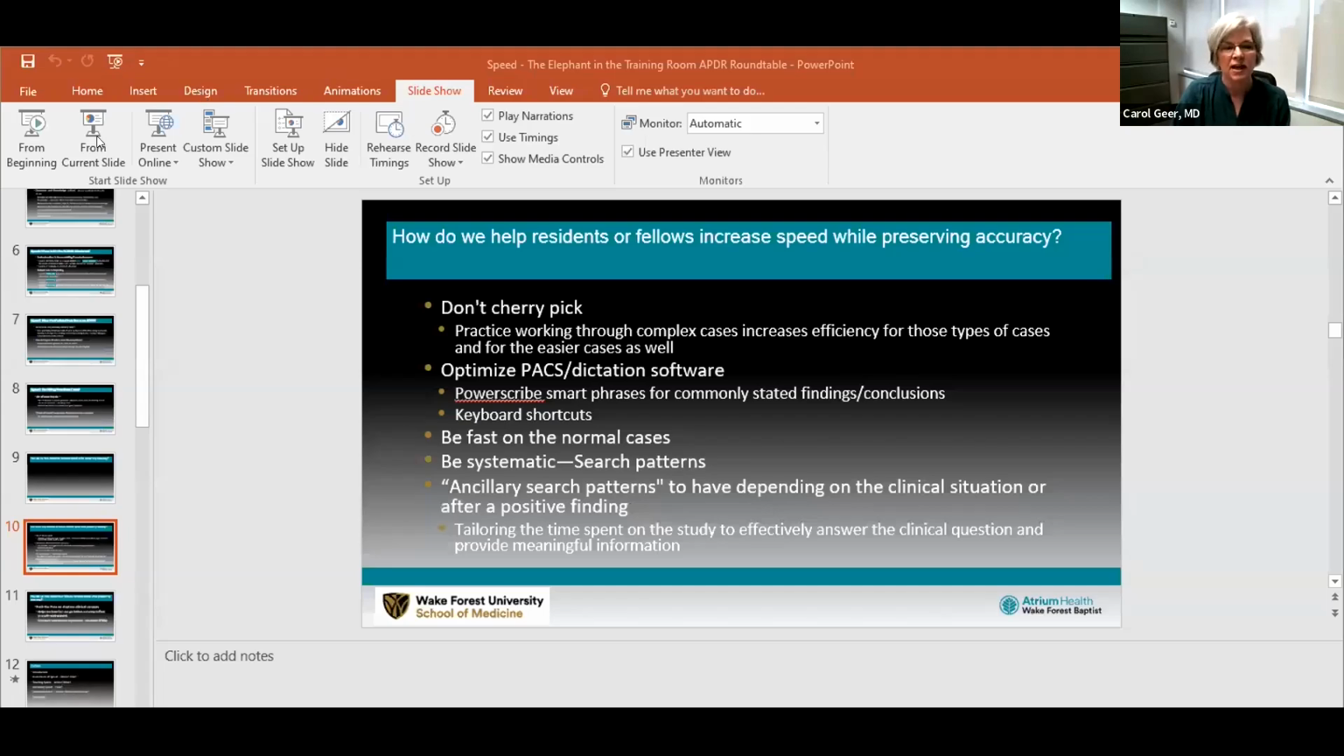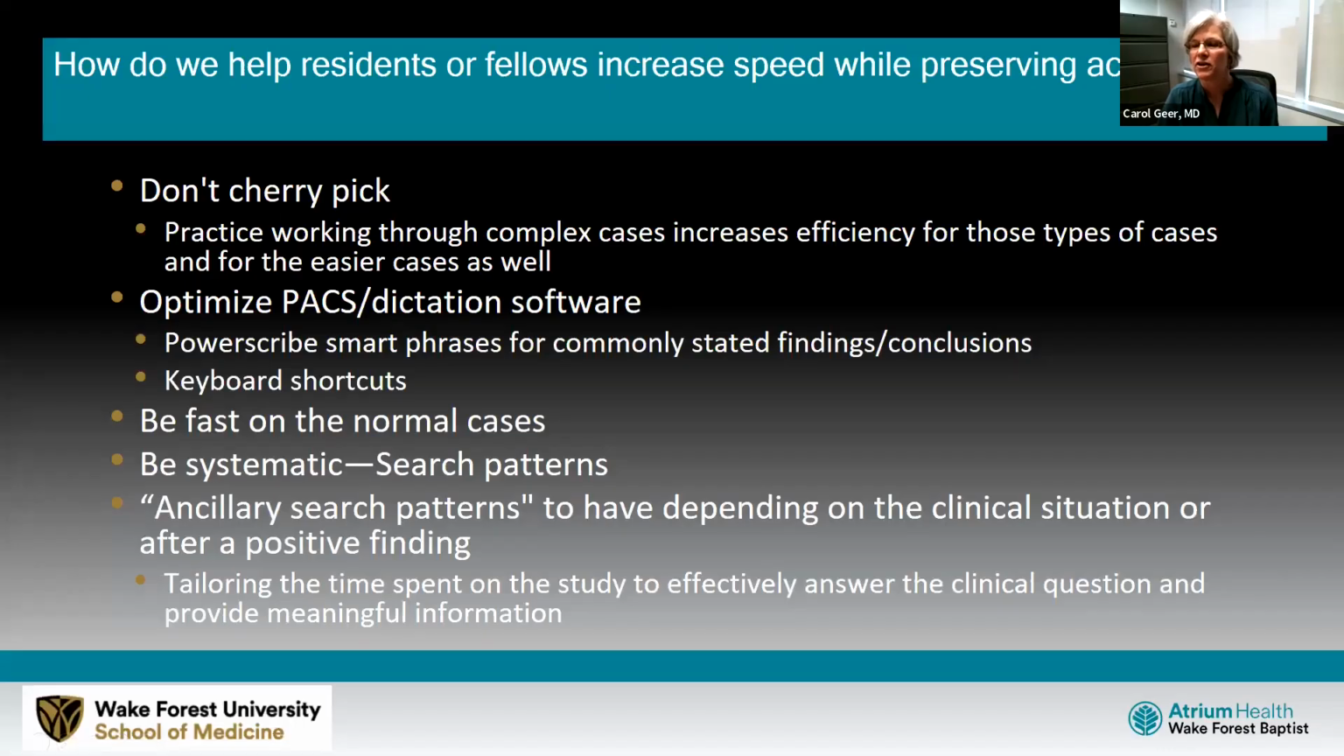I think, again, because volumes are rising, I'm still trying to think about ways to help residents get better. I do want to say, let me just see if I can, can you all see this slide? Scott, Eric, y'all see this?